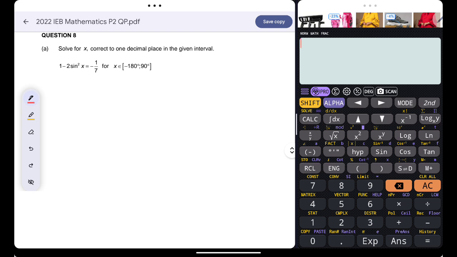Okay, I have 1 minus 2 sine squared theta is equal to negative 1 over 7. I'm told that whatever x value I find, it should be within that region. So that means I must not just end by determining the general solution. I must actually find the values.